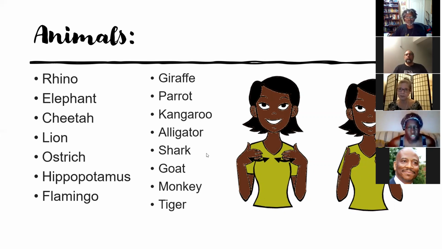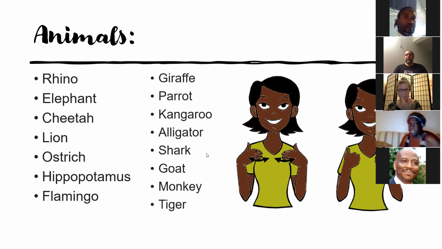Okay. So let's get into the animals. Rhino has two signs. Let me see if I can turn to the side. You know how they have that nose horn thing? So it's rhino, or rhino with a Y. Okay. Elephant would be, you're just drawing the trunk from your nose. Elephant.